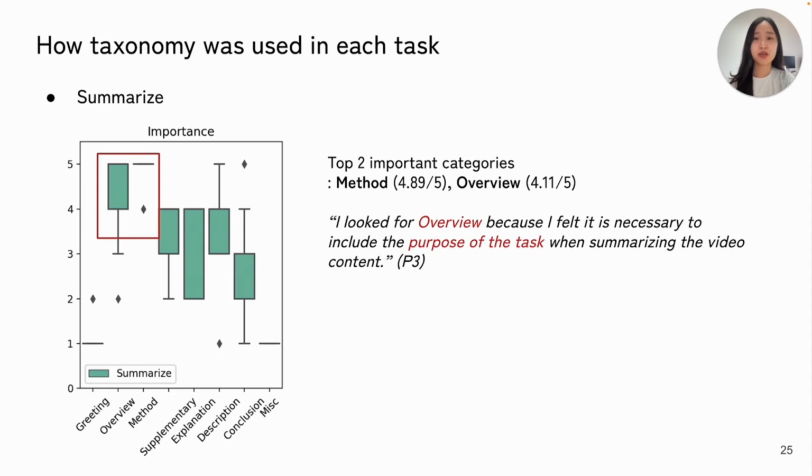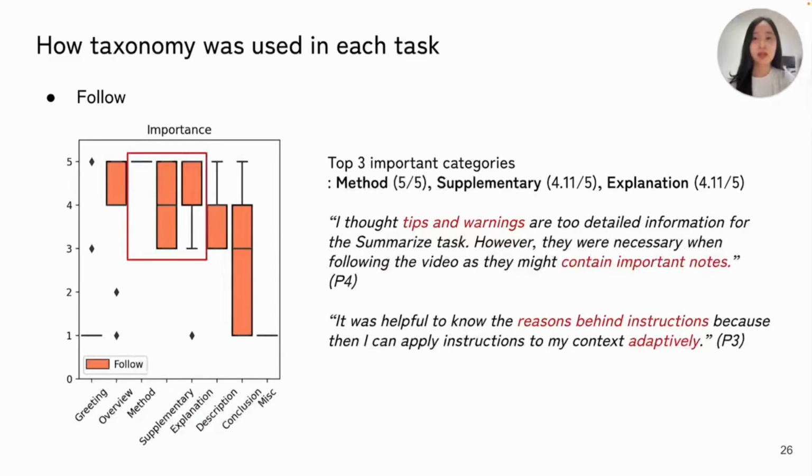In the summarize task, the participants rated method and overview as the top 2 categories that contain the most important information. P3 stated that he looked for overview because he felt it is necessary to include the purpose of the task in a summary. In the follow task, after method, the participants perceived supplementary and explanation to be important, unlike the summarize task. P4 said he thought tips and warnings might contain important notes for actually following the video. P3 said it was helpful to know the reasons behind instructions because then he could apply instructions to his context adaptively.